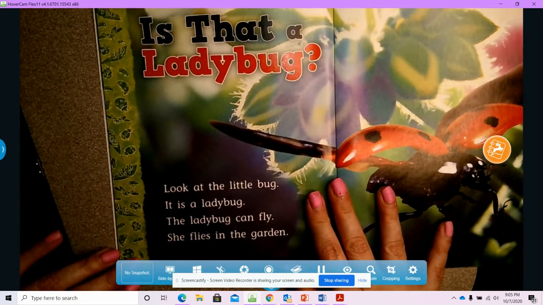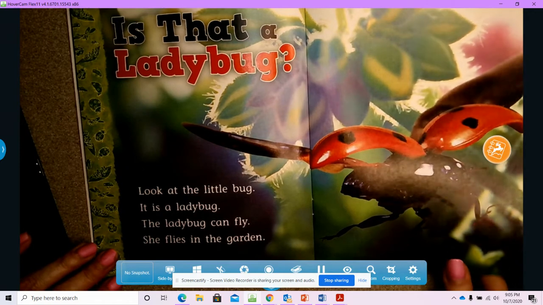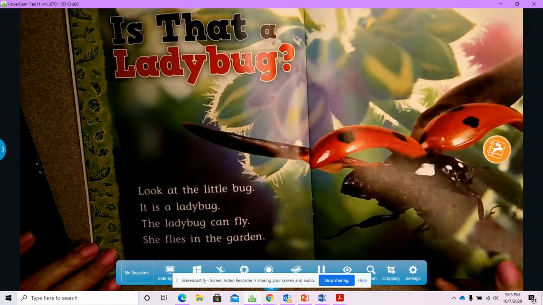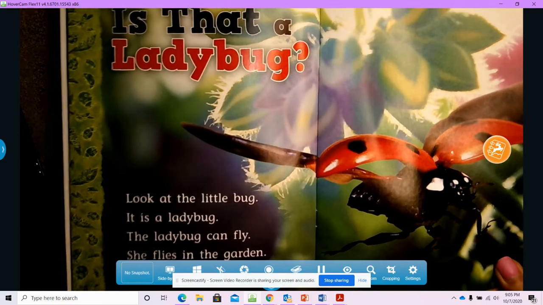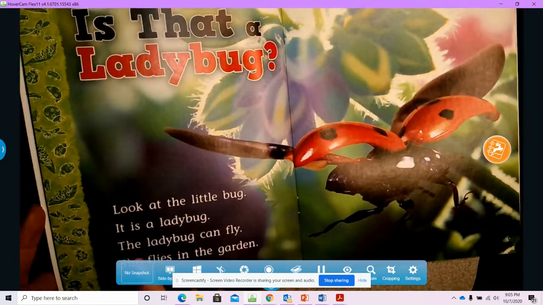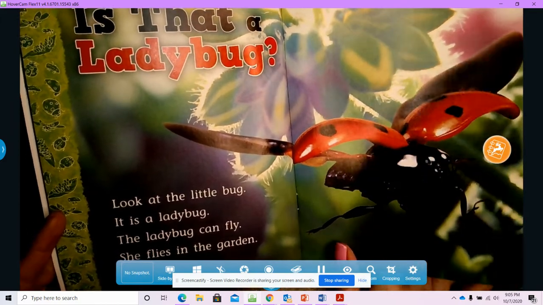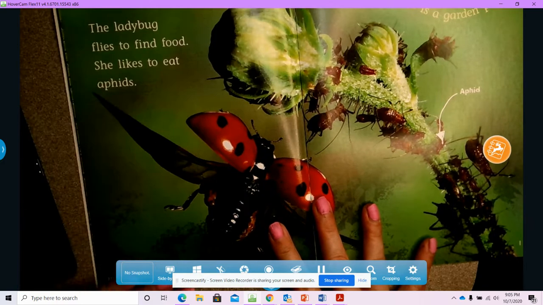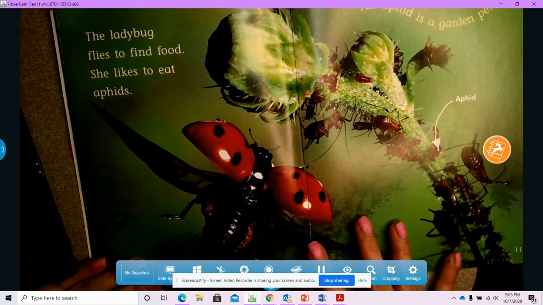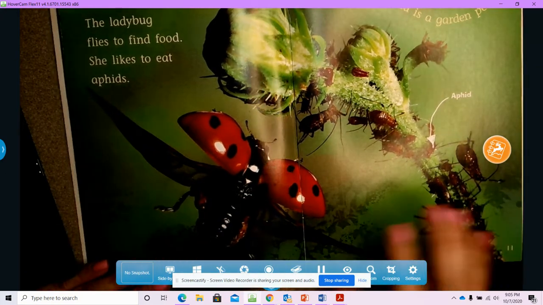Is that a ladybug? Look at the little bug. Is that a ladybug? The ladybug can fly. She flies in the garden. Ooh, that's another fact. We know that a ladybug can fly. The ladybug flies to find food. She likes to eat aphids.